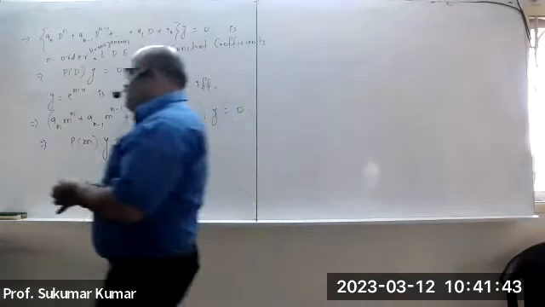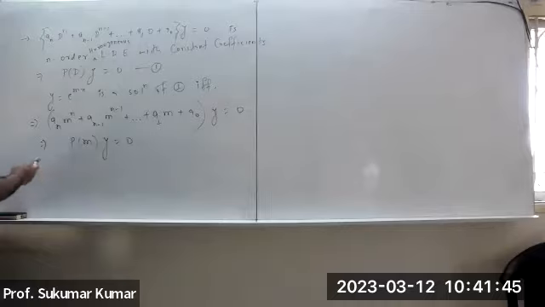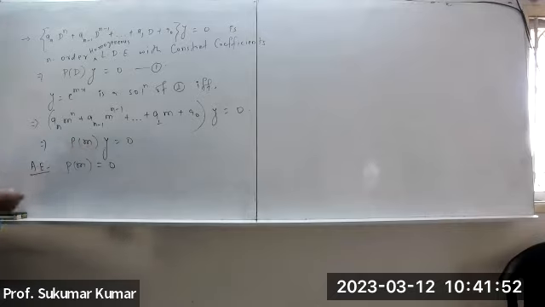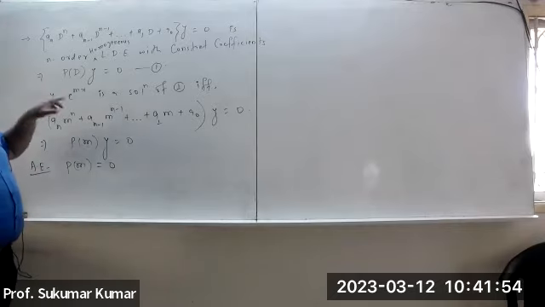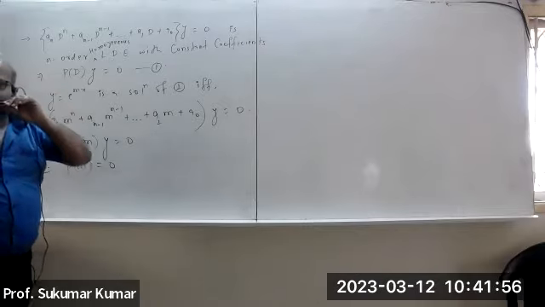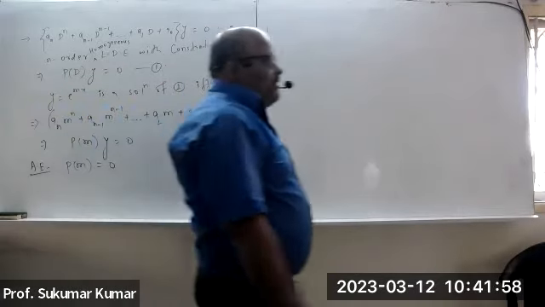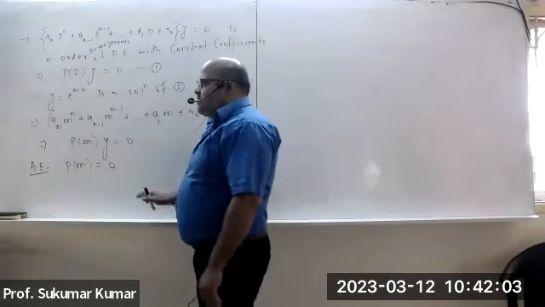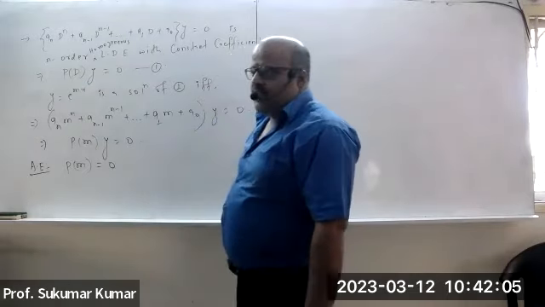For that, the auxiliary equation is p of m equal to 0. After that, whatever m values come, for every m value we can write the solution: e power mx will be a solution of the given differential equation. This is called the auxiliary equation.